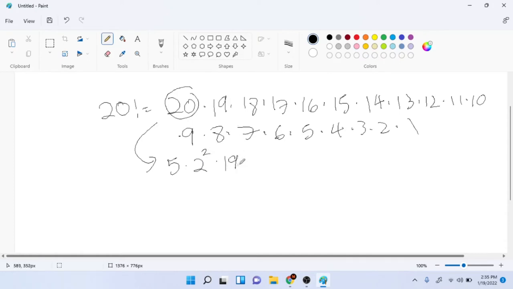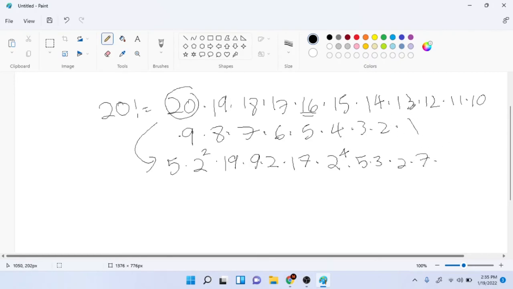19 is just 19. 18 is 9 times 2, right? 9 times 2. That's what 18 is. 17, we leave 17. 16 is 2 to the 4th power, right? 16 is 2 to the 4th power. 15 is 5 times 3, right? 15 is 5 times 3. 14 is 2 times 7. 14 is 2 times 7.